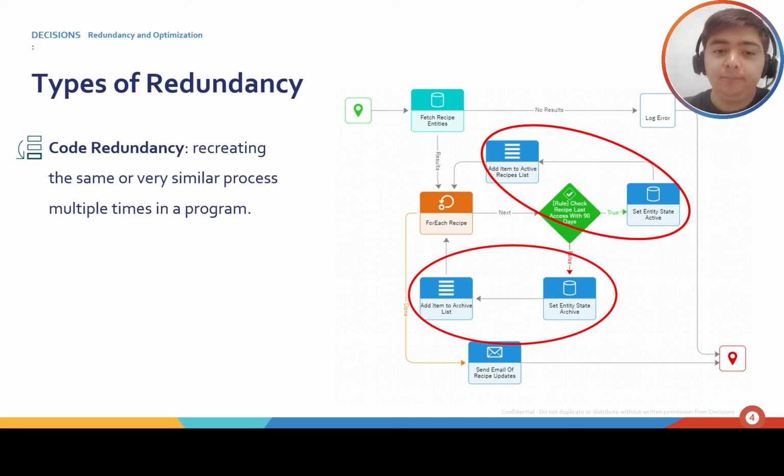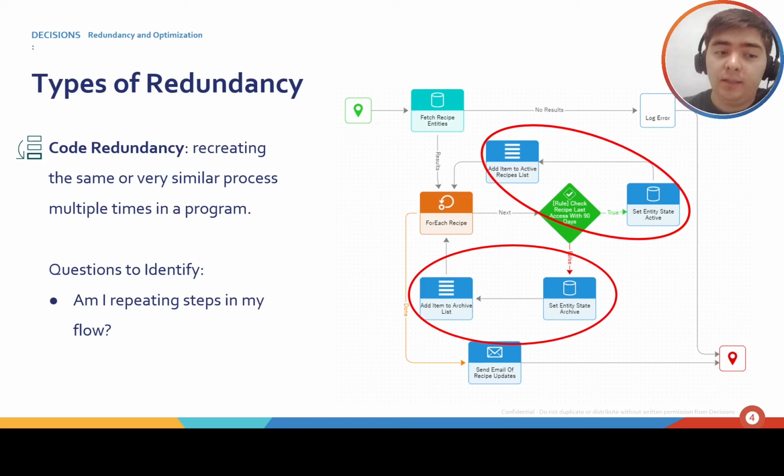In order to identify these kinds of redundancies, you want to be able to ask yourself, am I repeating any steps in my flow? Or am I trying to perform the same action multiple times? If so, these can be questions that may lead you to find processes that are redundant in your particular setup.